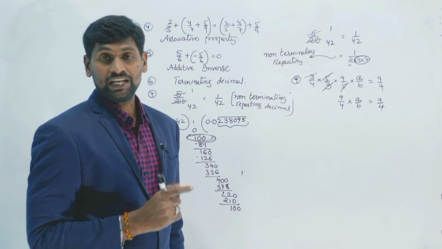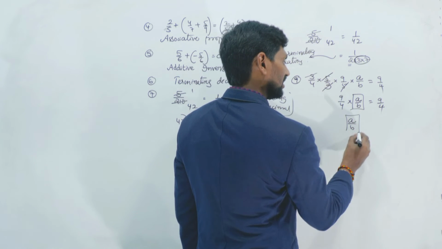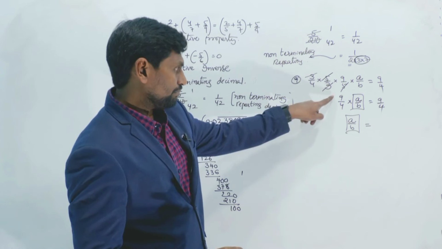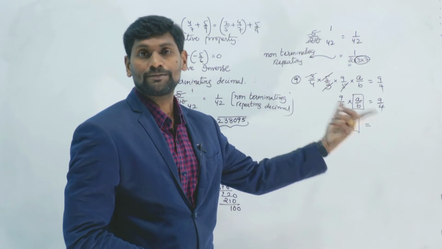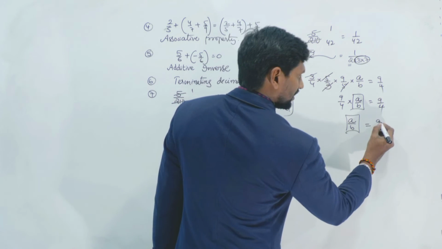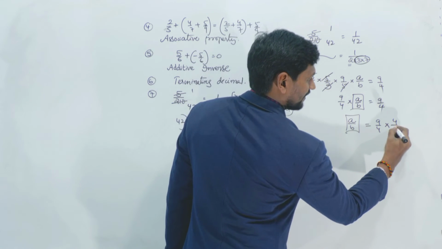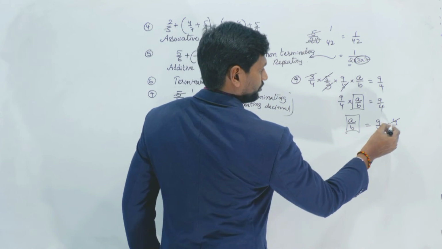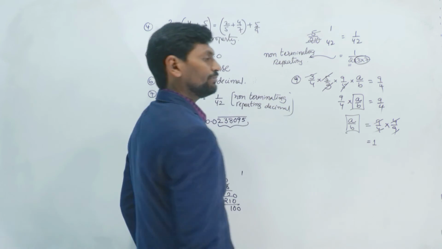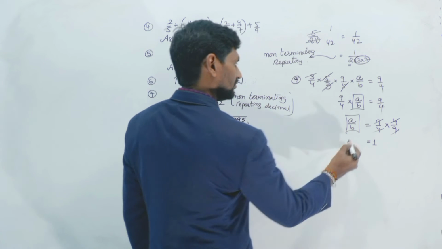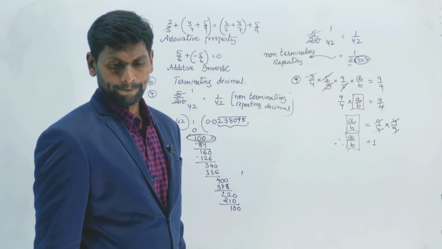But we need to find only the a by b value. Let us write a by b here. Now 9 by 4 is multiplied. When you transpose it, it divides, nothing but the reciprocal goes to the other side. So a by b equals 9 by 4 into 4 by 9. Numerator and denominator cancel, so the a by b value is 1.